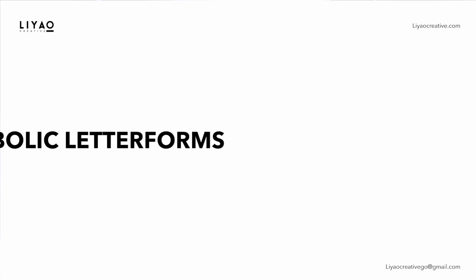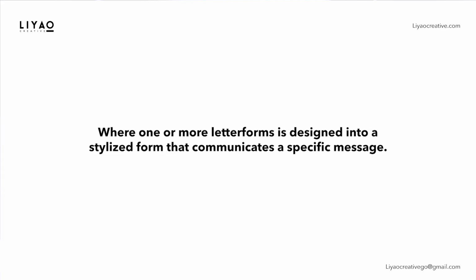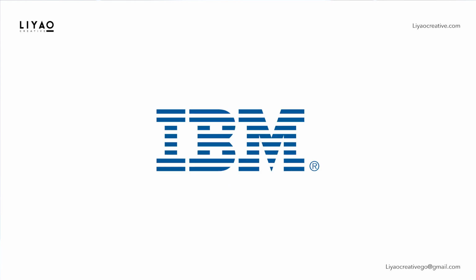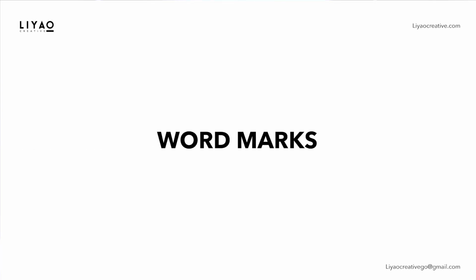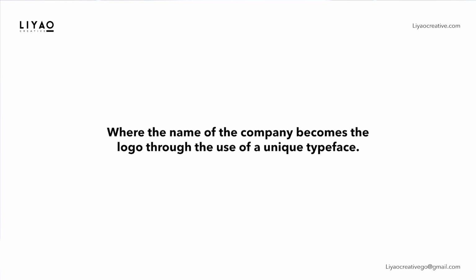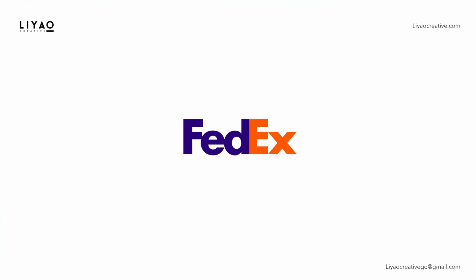The first one, symbolic letter forms, where one or more letter forms are designed into a stylized form that communicates a specific message, such as Unilever, IBM. The second one, word marks. This is probably the simplest one, where the name of the company becomes the logo through the unique use of typeface, such as Google, IKEA, Pinterest, FedEx, MoMA.